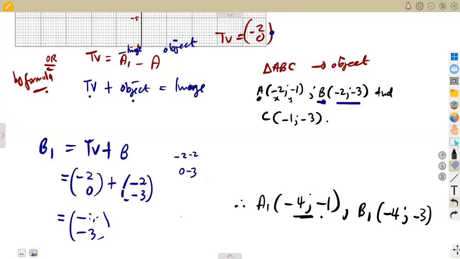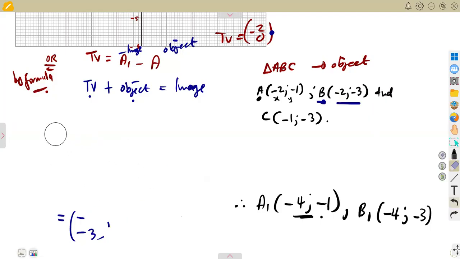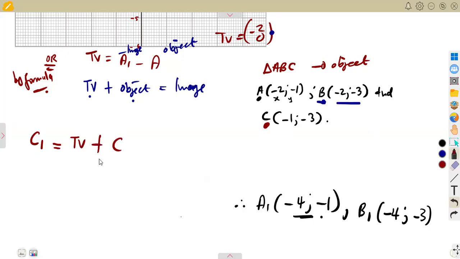The same way that we calculated B1 and A1, we are going to do the same thing on the point C1, which is the image of C. So the image of C, which is C1, is the translation vector plus that point C, which is the translation vector -2, 0, plus the object of that point, which is the point C, -1, -3.